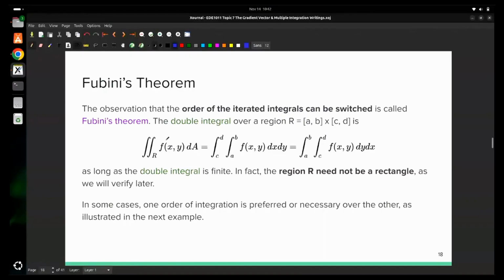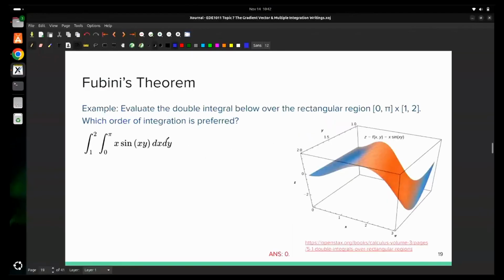In the next example, we're going to see that one order of integration will be preferred over the other. If you look at this function, you can see it is a curved surface, denoted by x sine xy. If you integrate x sine xy with respect to x first, can or not? Can, no problem. But you need integration by parts. If you do this first, then you need integration by parts.